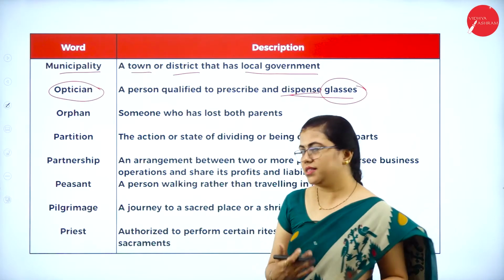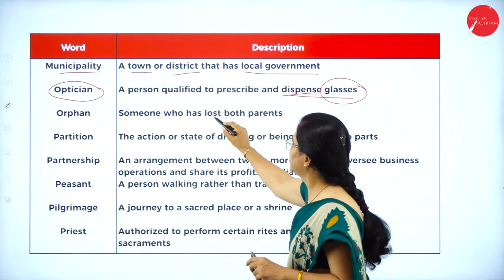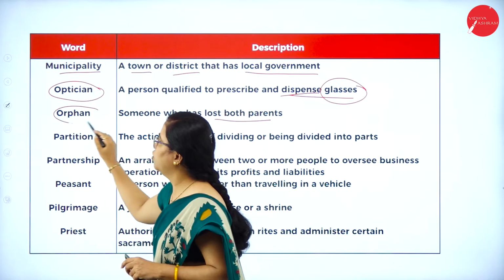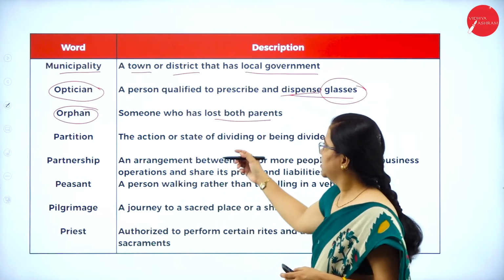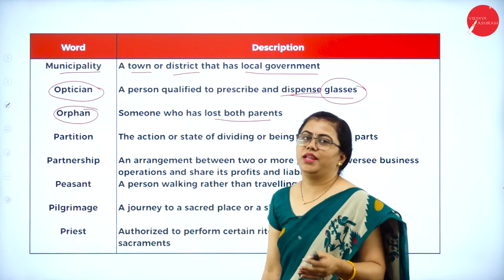Simple, very simple sentence. Someone who has lost both the parents is an orphan. You already know this word, so you need not worry so much. So lost both the parents, orphan, very simple.